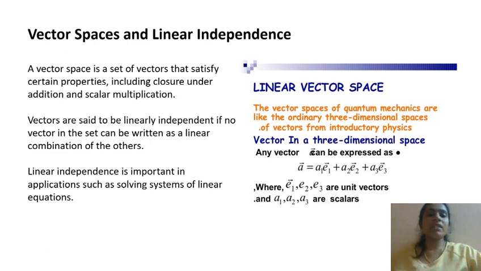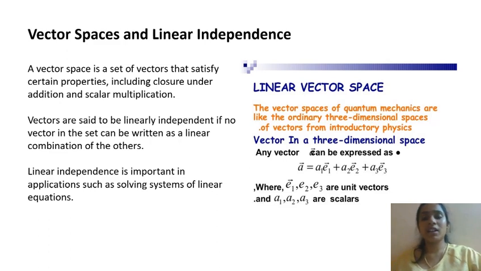Vector spaces and linear dependence. A vector space is a set of vectors that satisfy certain properties, including closure under addition and subtraction. Vectors are said to be linearly independent if no vector in the set can be written as a linear combination of the others. Linear independence is most important in applications such as solving systems of linear equations.